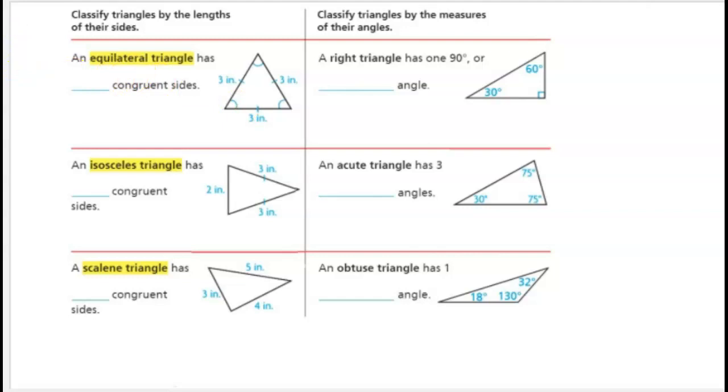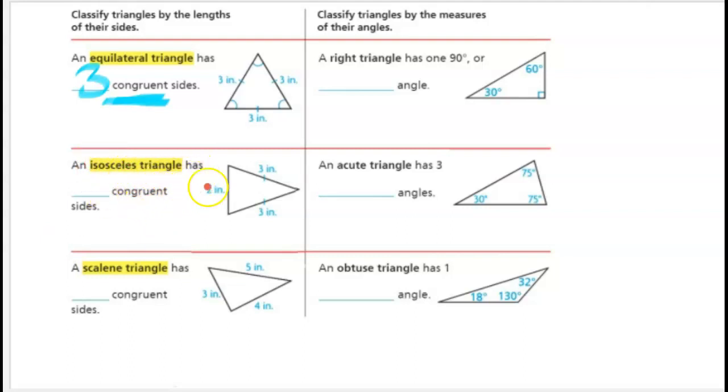So an equilateral triangle has three congruent sides. There's that word congruent again from the other day. Congruent means exactly the same. So three congruent sides makes it equilateral. Okay. Now, an isosceles triangle, all right, it's a funny name.